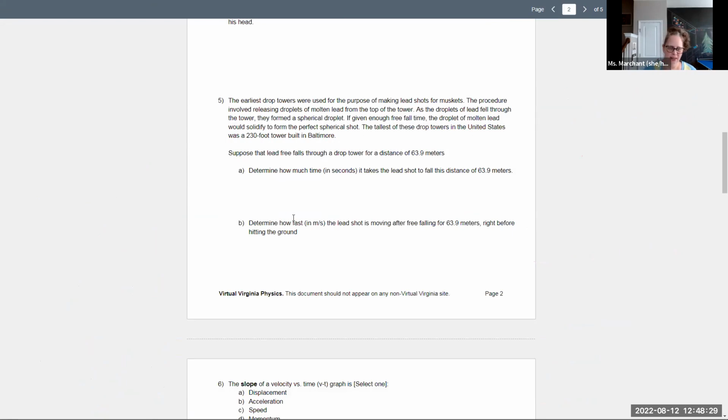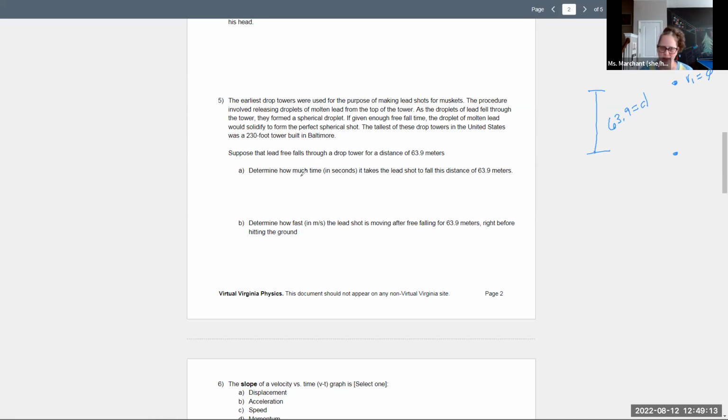Number 5. This guy is going to be a free fall because we're using drop towers. Okay, so we're dropping lead so that as it drops, it's going to fall and get a shape. Okay, and so we know we have a tower that's 63.9 is equal to the distance. We know it's going to be falling here. Okay. So my velocity initial is going to be 0 because we're dropping it. Okay. The velocity when it hits the ground is also 0, but most of these problems are going to be just short of hitting the ground.